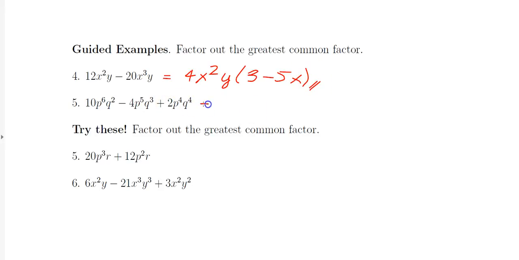And in guided example 5, we have that 2 is a common factor. When I look at the p factors, I see that p to the fourth power is common. And when I look at the q factors, I see that q squared is common. So I need to multiply by 5p squared.